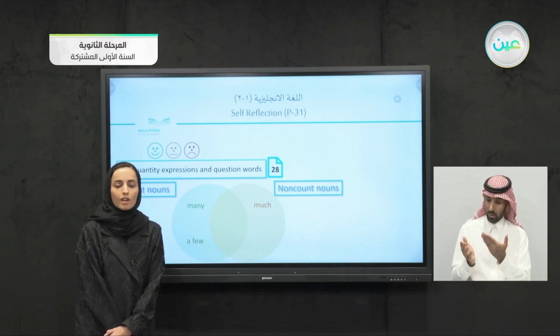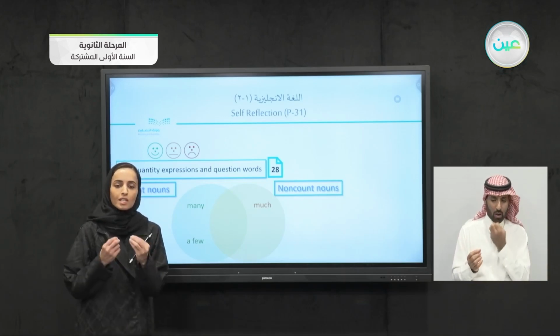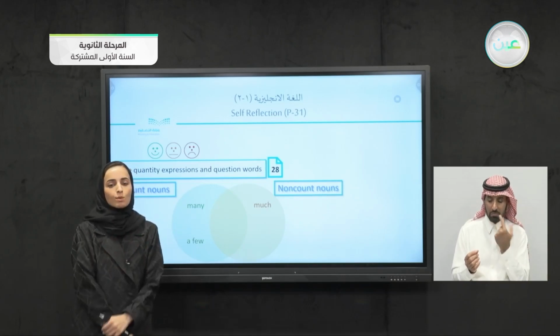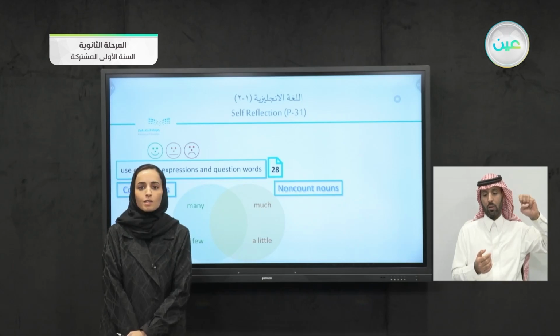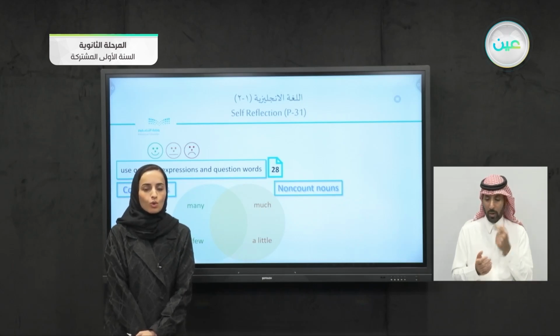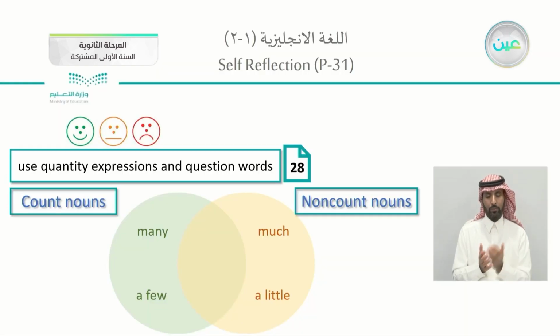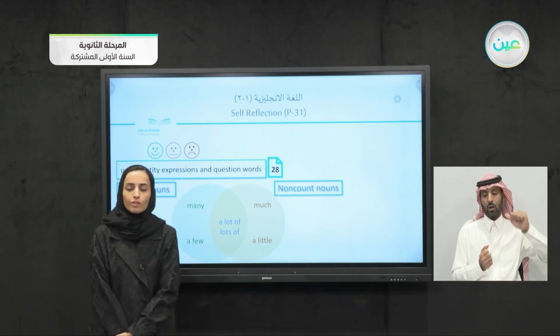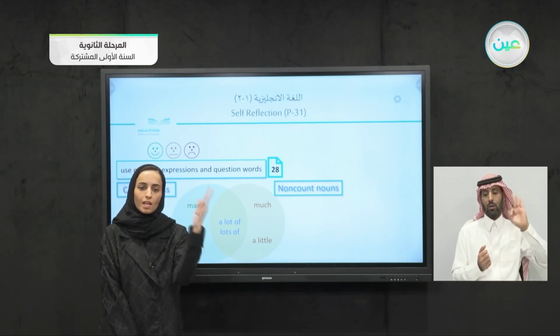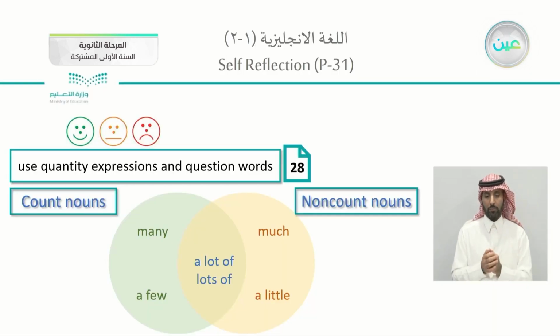There are a few apples. We can eat them, however, I can't make an apple pie or a cake. However, for the non-count nouns, we will say a little. I have a little money. I can't buy a house or a car. If you want to tell that I'm having many and I'm having much, you can use a lot and lots of with both the count and the non-count nouns.